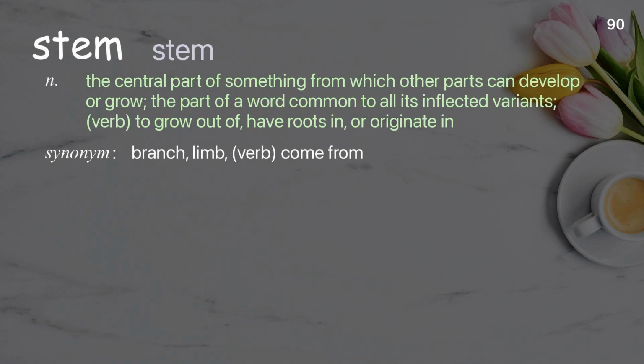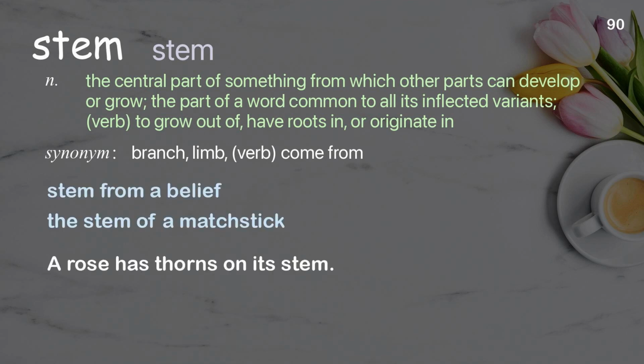Stem: the central part of something from which other parts can develop or grow; the part of a word common to all its inflected variants. Verb: to grow out of, have roots in, or originate in. Examples: Stem from a belief. The stem of a matchstick. A rose has thorns on its stem.